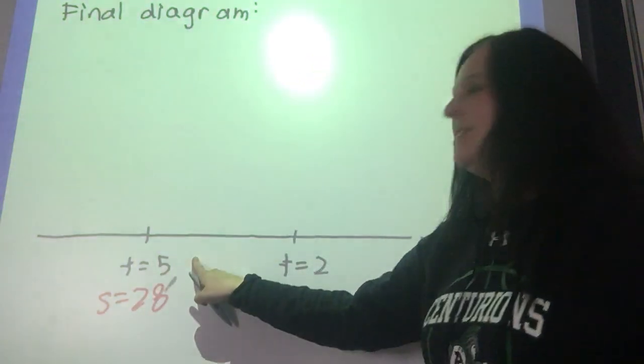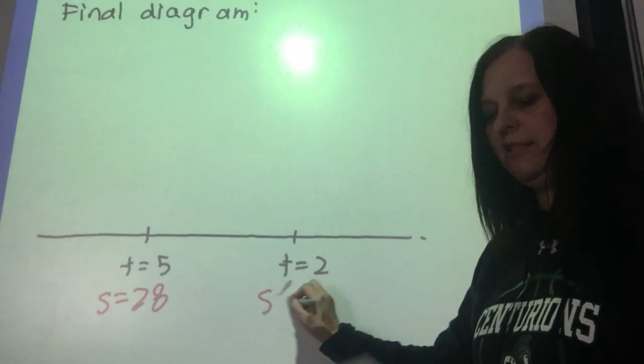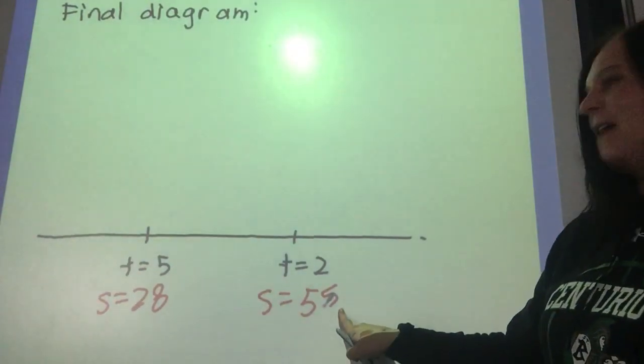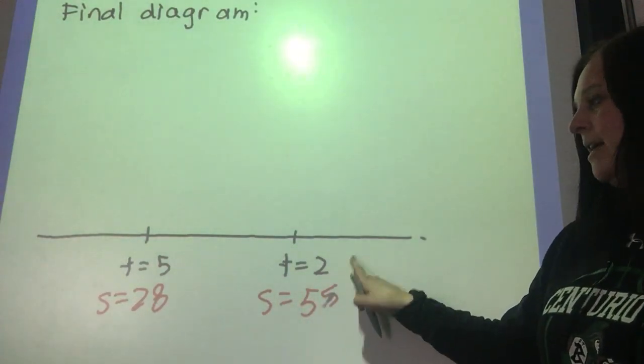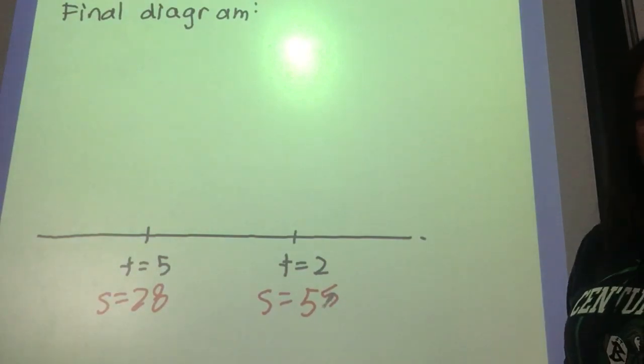Remember, when our time was 5, it had a displacement of 28, but when the time is 2, it had a displacement of 55. So 28 is smaller than 55. So you put them in that order, and that's why we needed our position. This tells you when, this tells you where it stops. And our sign diagram was on the previous side.